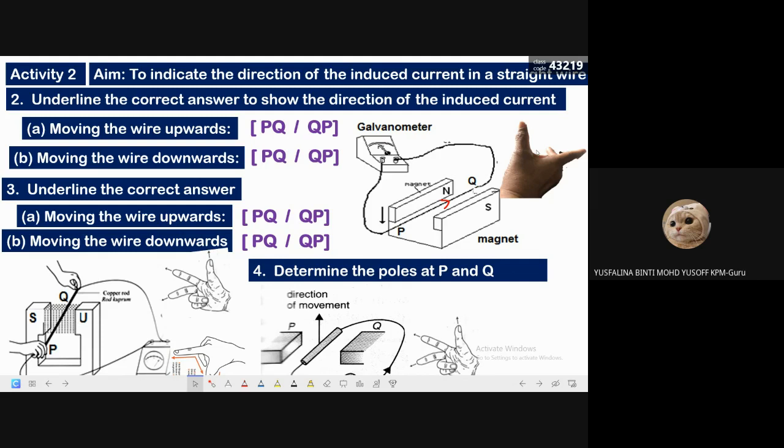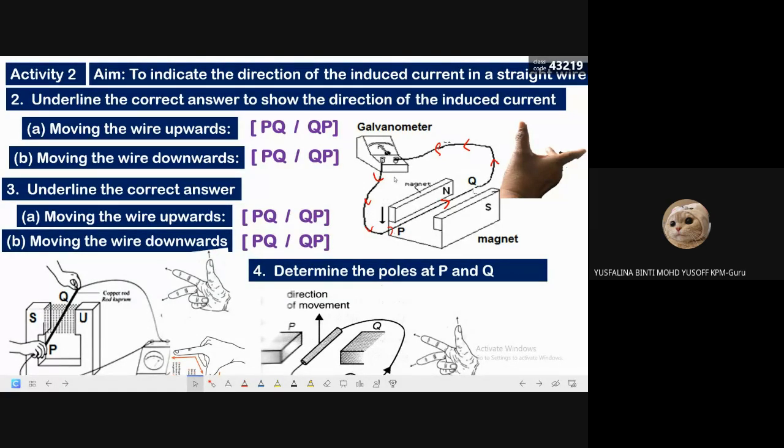Then after that we just complete the circuit here, and you can see the arrow of the galvanometer will follow the direction of the induced current like that. But actually in the textbook, if you notice, it's different, because the direction of the current is the flow of the electron. So the flow of the electron produces the current. So usually the directions will be opposite.